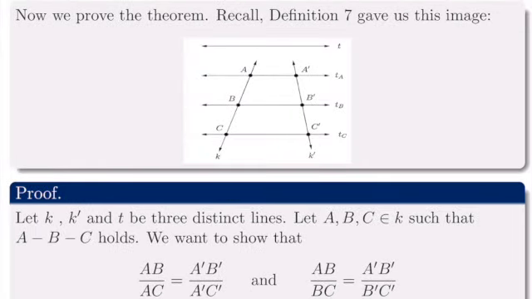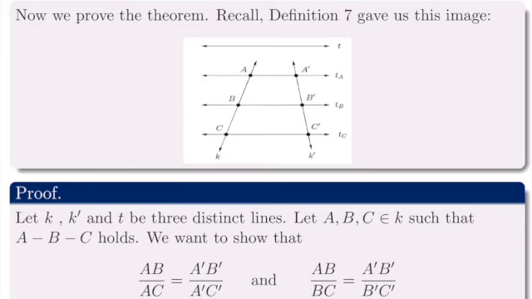So recall that Definition 7 actually gave us this image, which is the same one that you just saw two slides ago. We begin with letting K, K prime, and T be three distinct lines, such that A, B, and C live in K, and moreover that B is between A and C, so A-B-C holds.